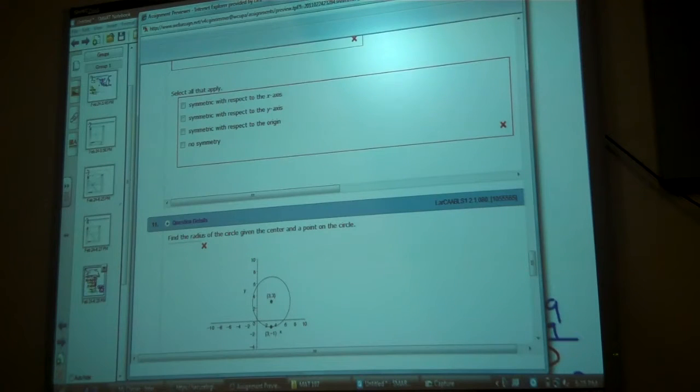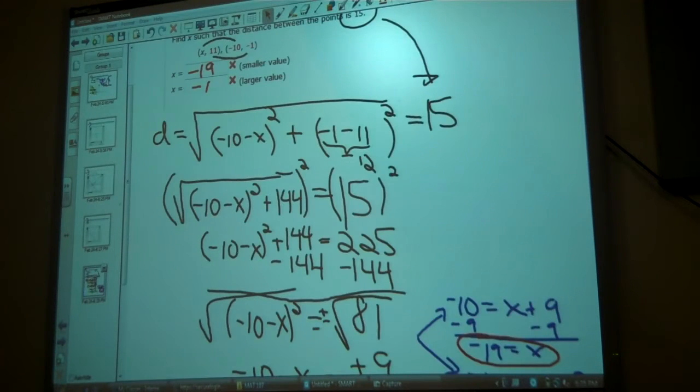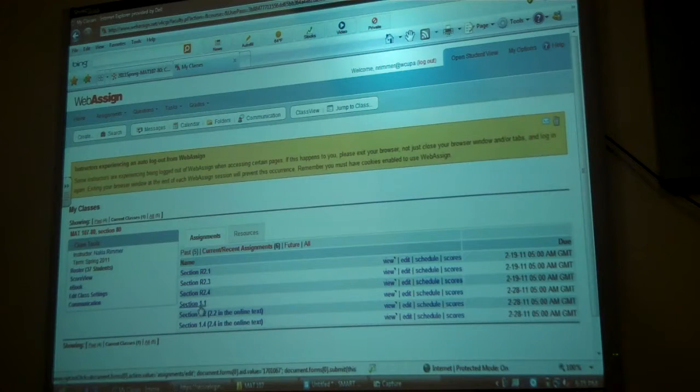Sections due on Sunday at midnight. They are 1.1, 1.2, 1.4. Even though this says Monday, 5 a.m., remember that's the other time, Greenwich Mean Time, which corresponds to midnight the previous day on our time.